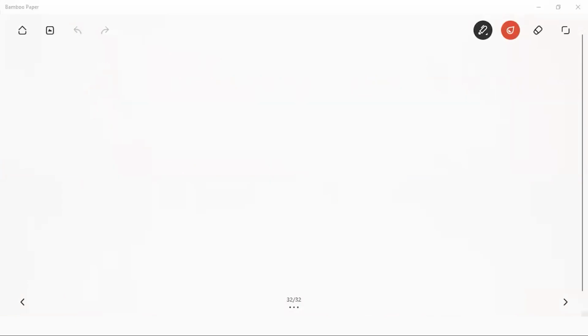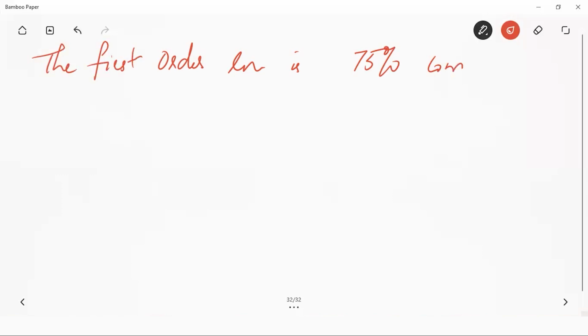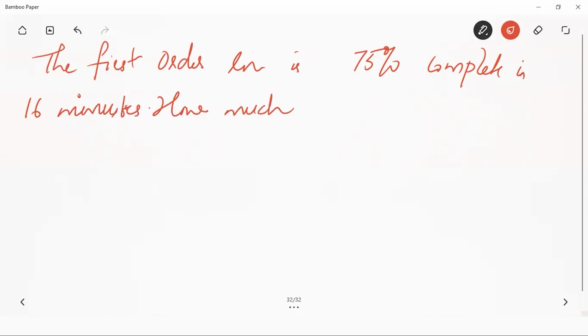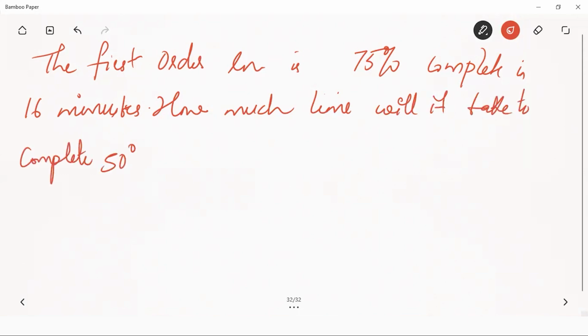Okay, consider this question. A first order reaction is 75 percentage complete in 16 minutes. How much time will it take to complete 50 percentage? Okay, this is the question. So it is given the first order reaction.